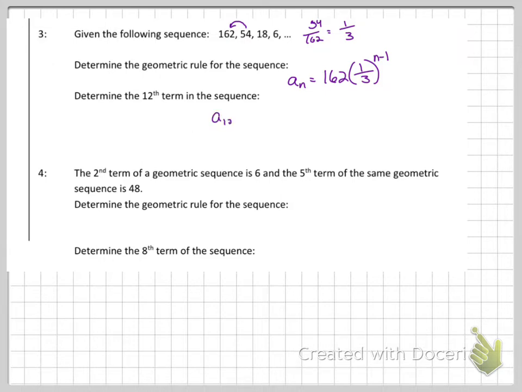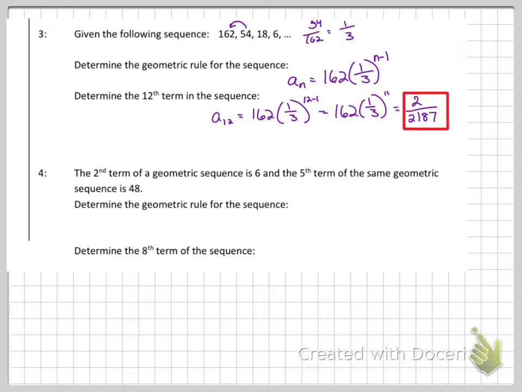Find the 12th term, plug in 12. Which means you're going to do 162 times 1/3 to the 11th. You have to put parentheses around your 1/3. I believe that gives you 2 over 2,187.